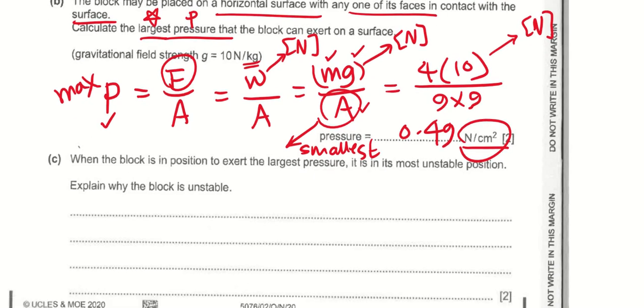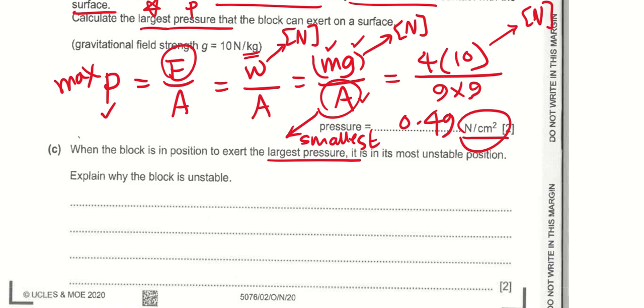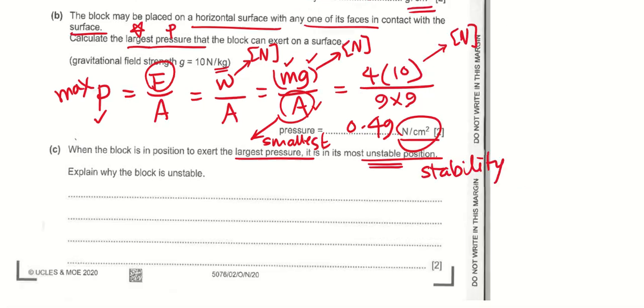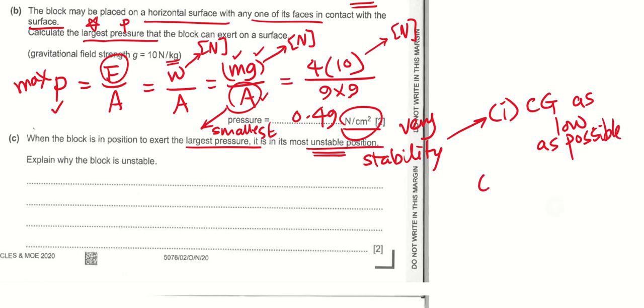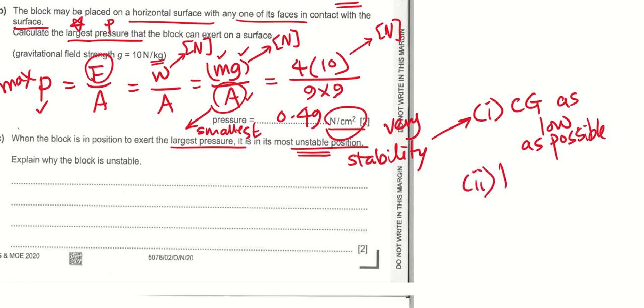Okay, part C, when the block is in position to exert the largest pressure, so following from part B, it is in its most unstable position. Unstable, so this has got to do with stability, right? Then you must think, what makes something stable? There are 2 factors that make something very stable. If I want something very stable, then the CG must be as low as possible. And the next thing is the base area in contact with the ground. Base area must be as large as possible.